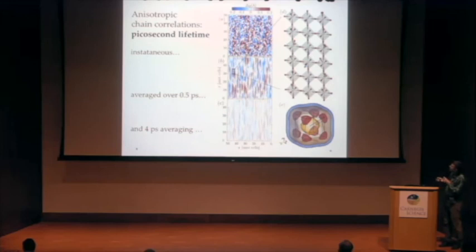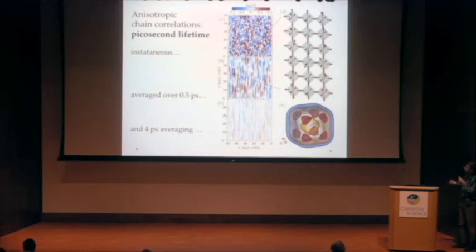Here is the same snapshot, but averaged over half a picosecond. So there is already some averaging, and here you can see there are stripes, which you can think about as polar nanoregions or whatever, which are elongating along the y direction. So these are these longitudinal correlations, which were already understood 50 years ago.